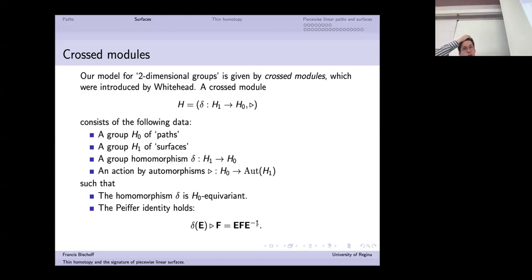I see. Exactly. So there's something in the other direction there. Okay. So they were introduced by Whitehead in the 50s, and what he proved is that these things represent all homotopy 2-types.